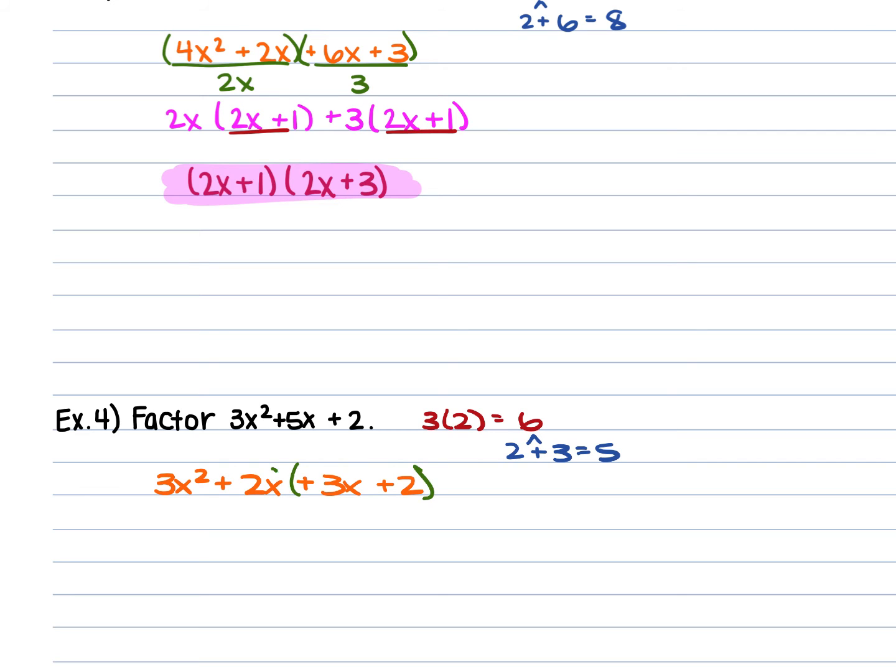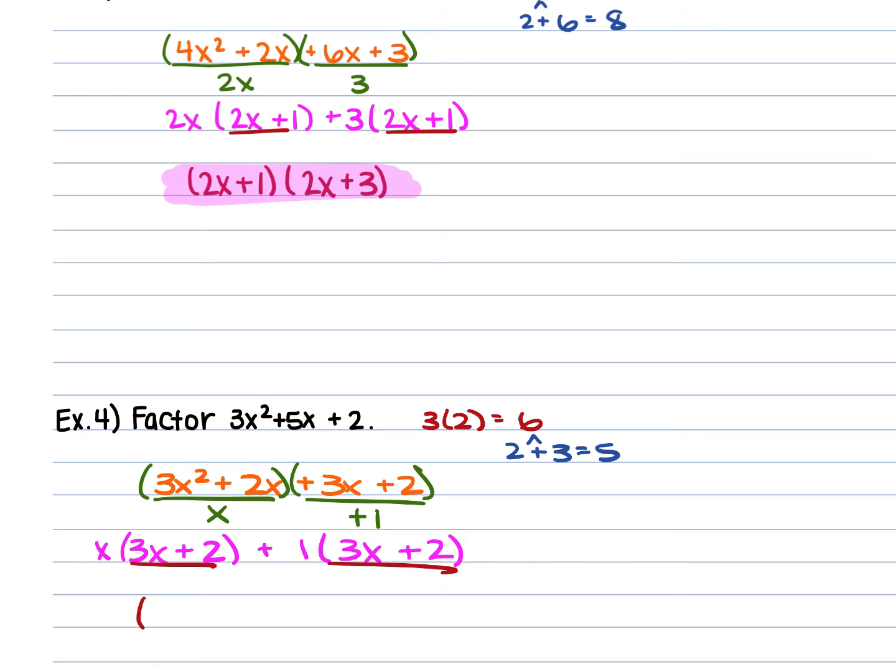We factor by grouping. We factor out an x from the first set of parentheses and a positive 1 from the second. So it's going to be x times (3x plus 2) plus 1 times (3x plus 2). Our parentheses are the same, so we're going to write it as (3x plus 2) times (x plus 1).